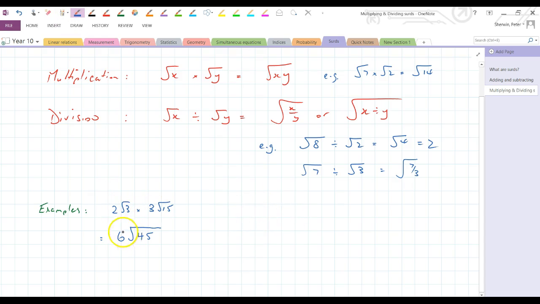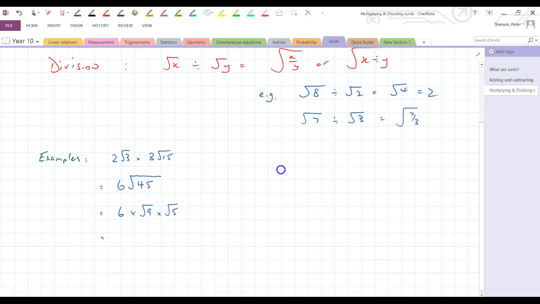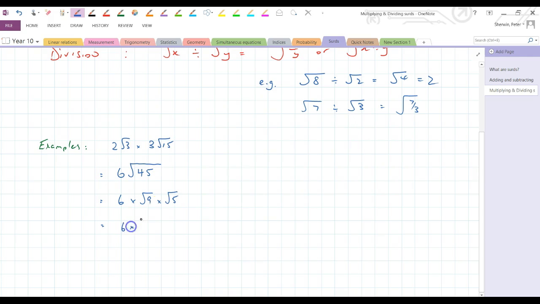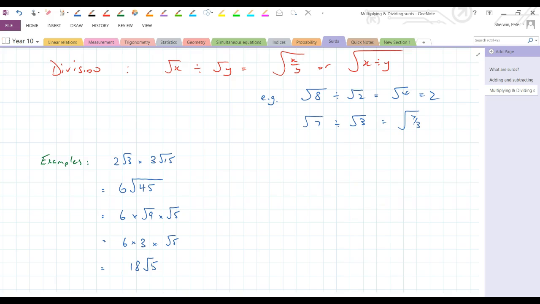So 2 times 3 gives us a 6. The 3 by the 15 as a surd gives us 6 root 45. We can't leave it like that. We now need to simplify this 45. We know that 9 goes into 45, so we can write it like so. So that's 6 times the square root of 9, which is 3, times the square root of 5. So we get 18 square root 5 as our solution there.